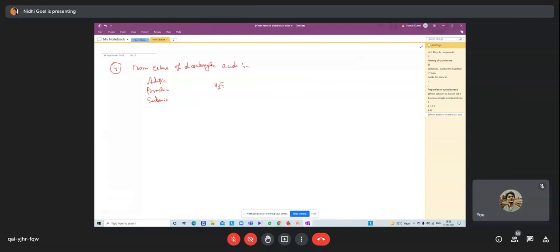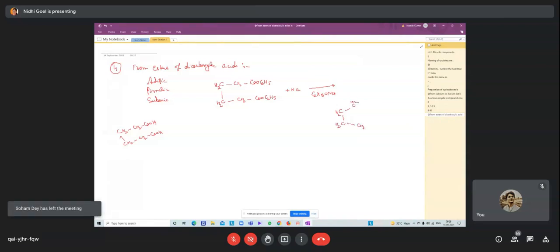So first I write the reaction, then discuss the mechanism. CH2CH2COC2H5. This is the ester of adipic acid. Adipic acid is CH2CH2COOH. On esterification, it forms an ester. When it reacts with sodium in presence of sodium ethoxide, then what will be the product? CH2, CH2, CH, here double bond O, and here COC2H5. Further, on acidification, COC2H5 will be converted into the acid.